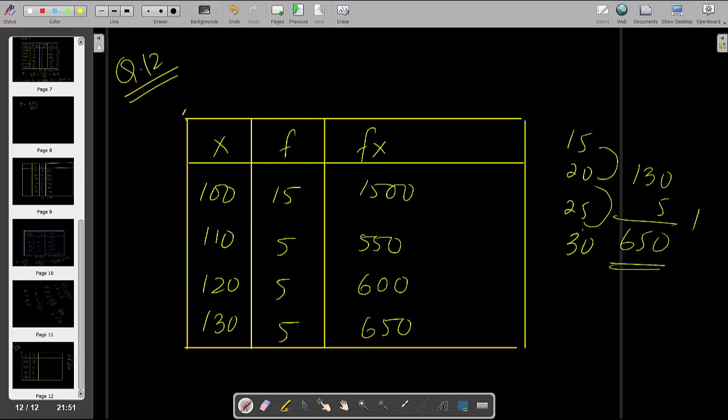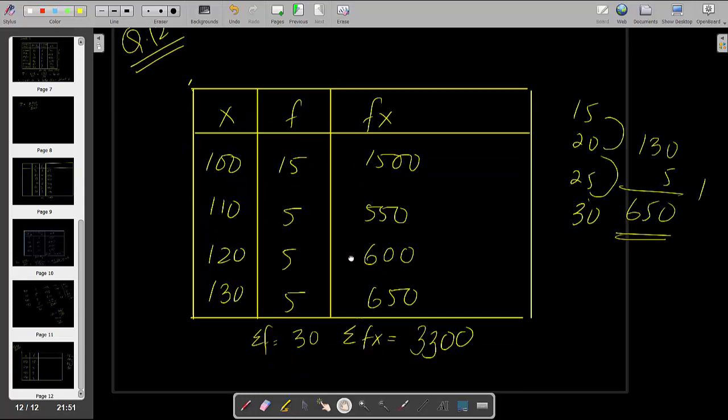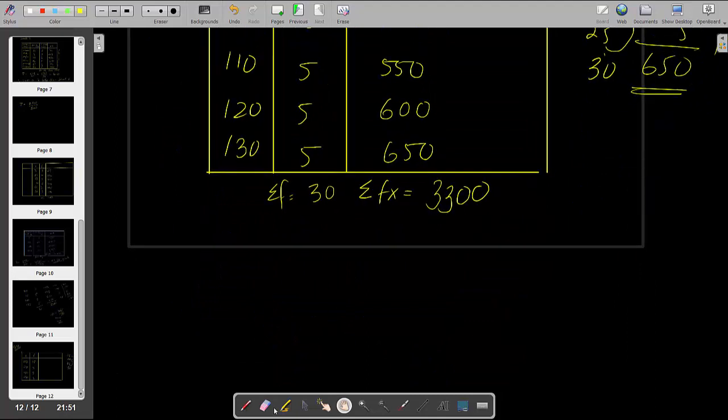You have to add up all these to find what? Sigma fx. Now, if you add up all this, how much will you get? You get 3,300. Now you also have to find out sigma f, right? So here, if you add up, you'll get 30. After finding this, you have to calculate your mean.